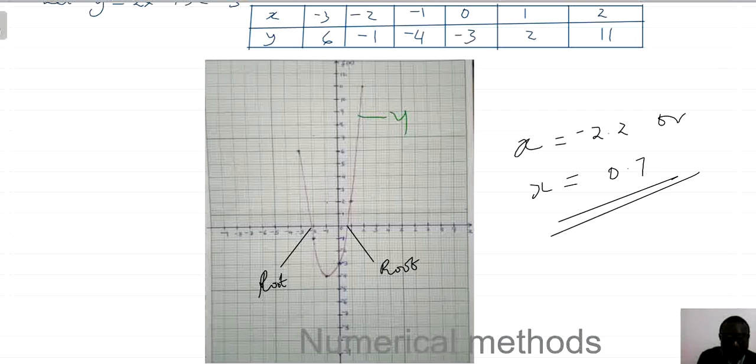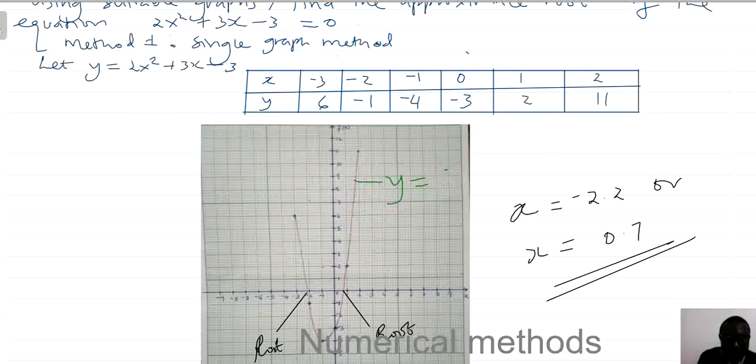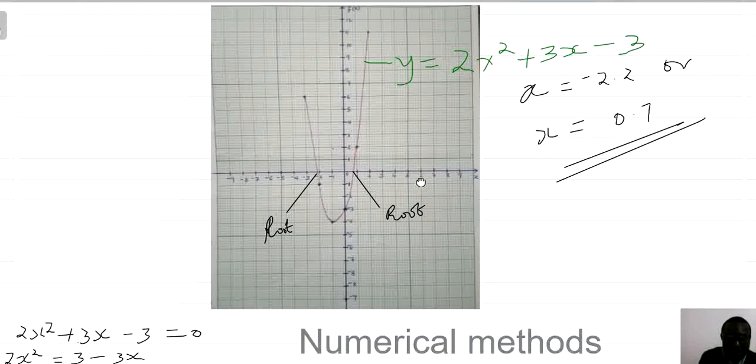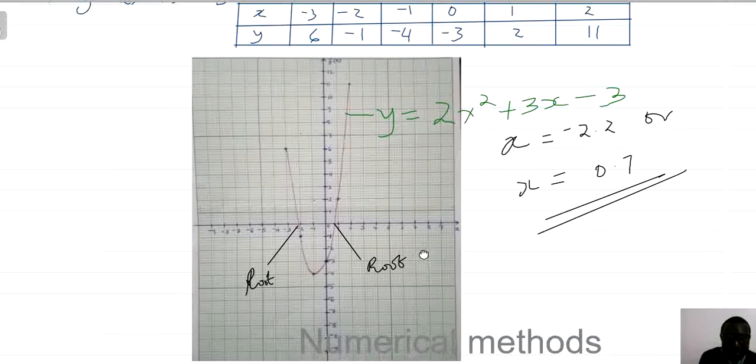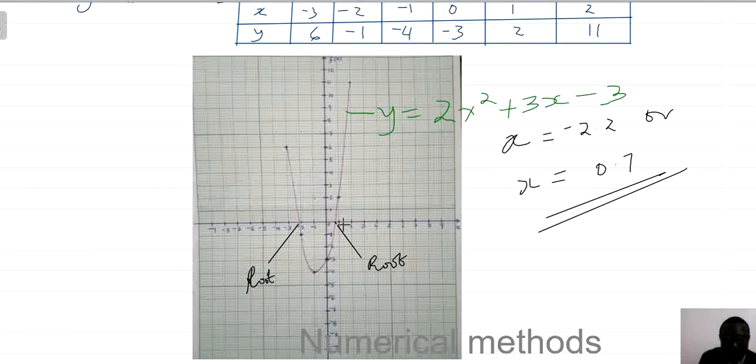So this here is y equal to 2x squared plus 3x minus 3. That's the equation. At the points where our graph cuts the x-axis, if you read very well, you are going to get -2.2 here, and on this side you're going to get 0.7. Of course, put in mind that you have to make a scale for this graph. So this is when we use a single graph method.